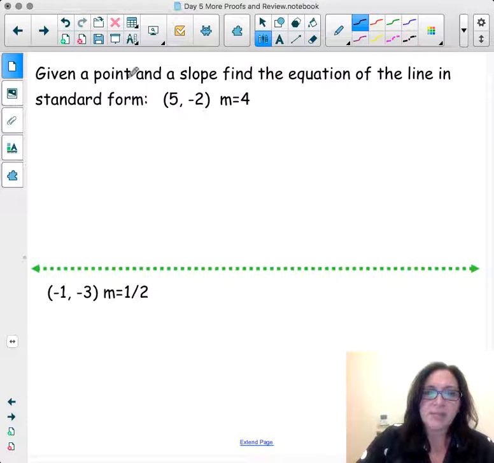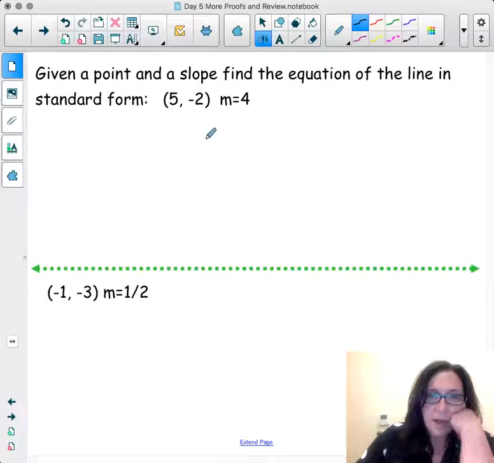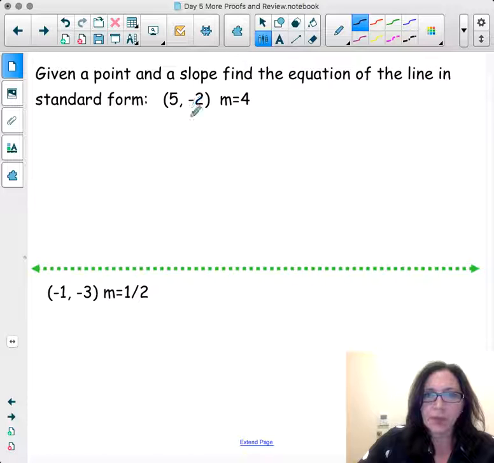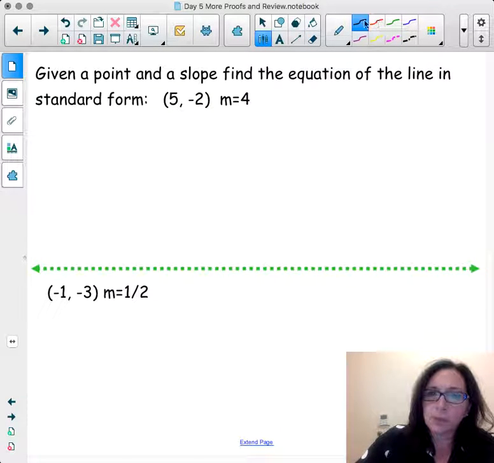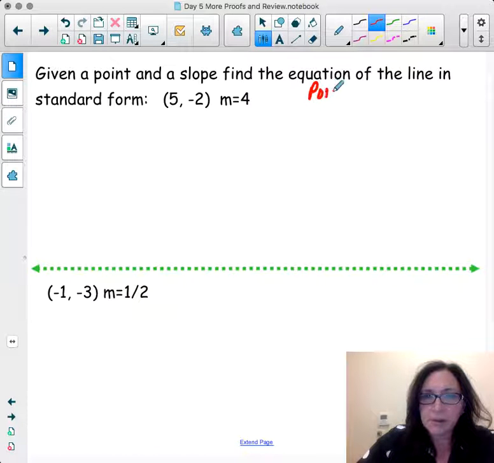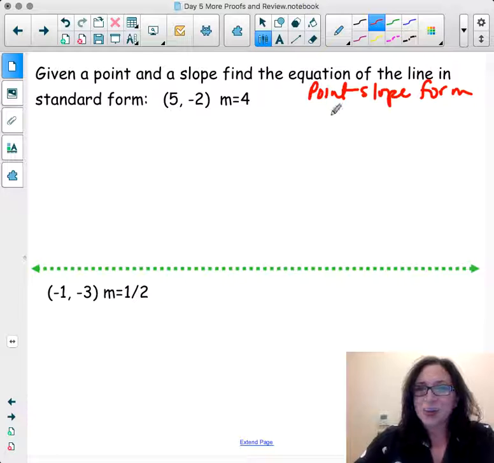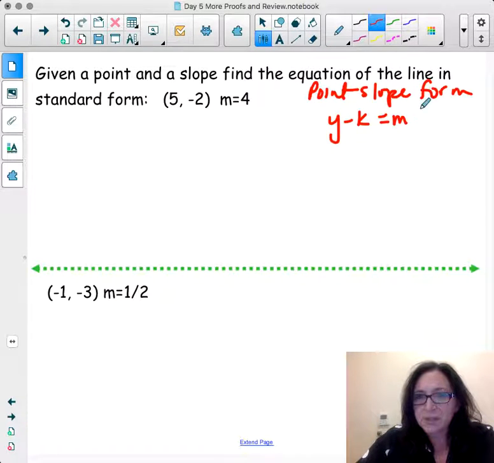So this one is asking, given a point and a slope, find the equation of the line in standard form. Well, if I have a point and I have a slope, I'm going to use point-slope form. And if you remember what point-slope form is, that is when you're given a point and a slope. So the equation would be y minus k is equal to my slope times x minus h, and hk is the point that they gave me.